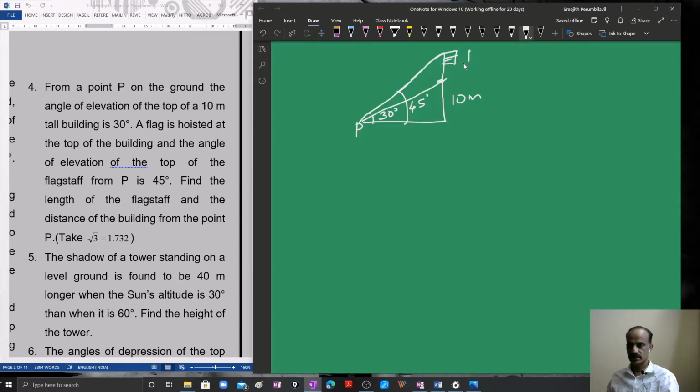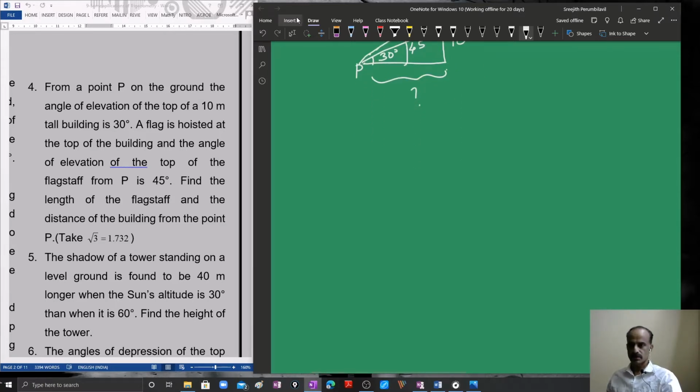This is the height of the flagstaff and the distance of the building from the point. These two distances have been asked to find. You have been asked to find these two things.